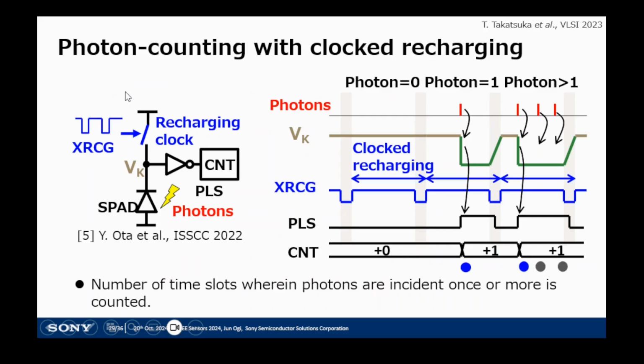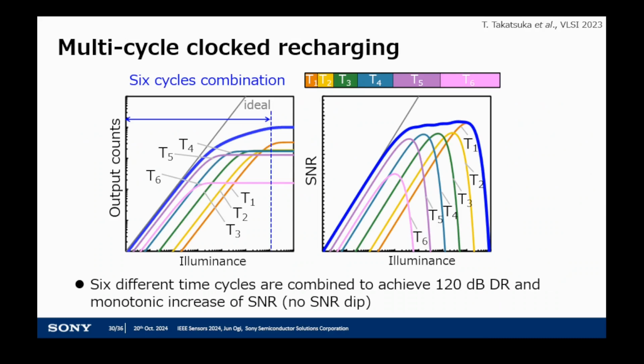The CMCR technique is based on clocked recharging photon counting. In this architecture, the SPAD recharging is controlled with a synchronized recharging clock. The number of time slots wherein photons are incident once or more is counted with the clocked recharging. This can limit maximal counting frequency and power consumption even under high photon flux conditions. In addition, the probability of counting a photon within one clock period is determined by the time cycle of the clock and the photon incidence rate.